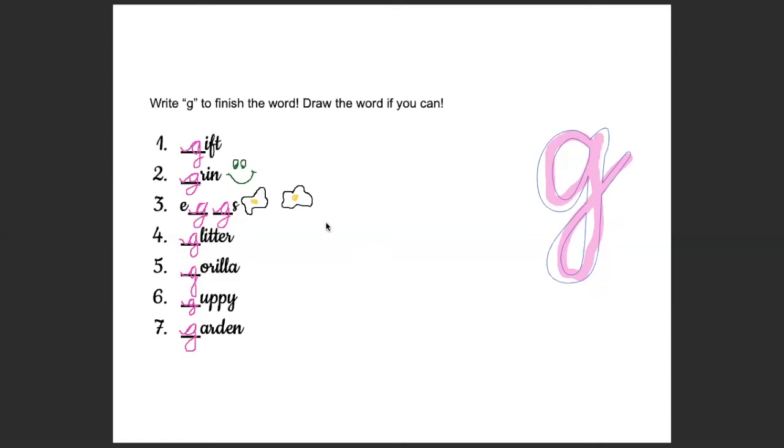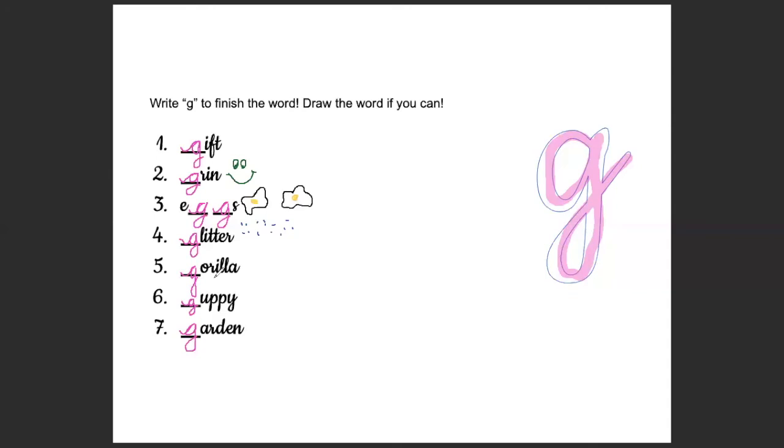The next word is something really shiny and really sparkly. Glitter. Whoa, it's kind of hard to draw glitter. Maybe I'll just draw some little sparkly specks right here. If you have some glue, you could also glue some glitter to your paper.